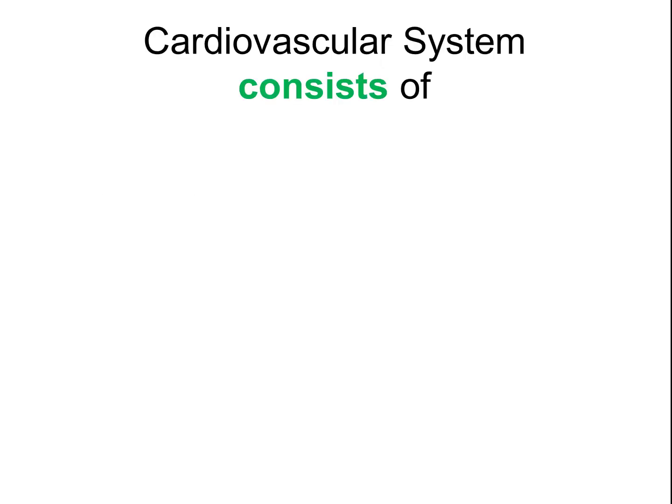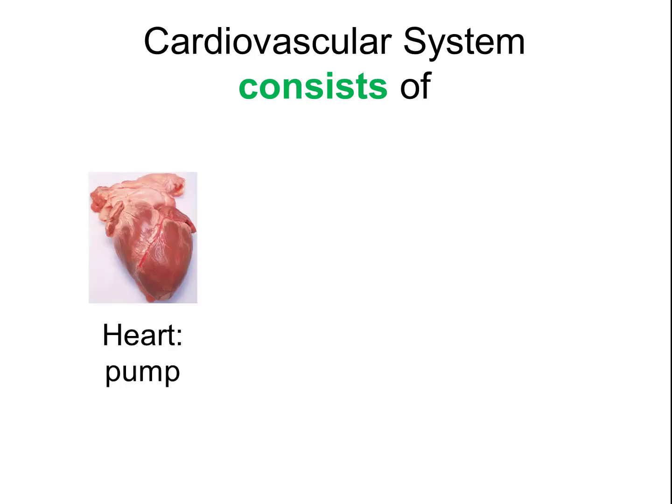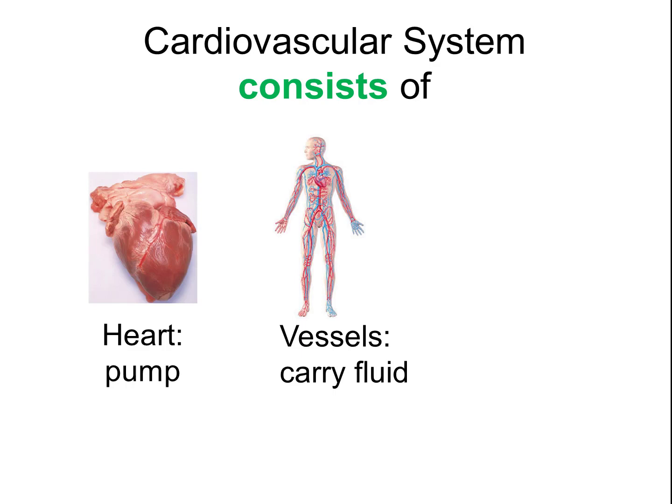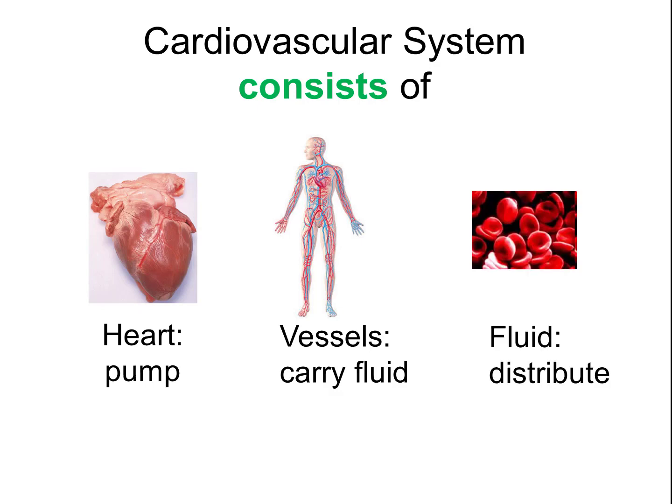The cardiovascular system consists of three major components. One is the heart itself, and its job is to pump the blood. Then there are the blood vessels, and their job is to carry the fluid, to basically carry the blood. And finally, there's the fluid itself, and in this case, it's blood, and its job is to distribute the nutrients that need to circulate around the body.